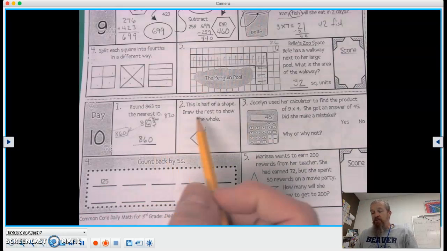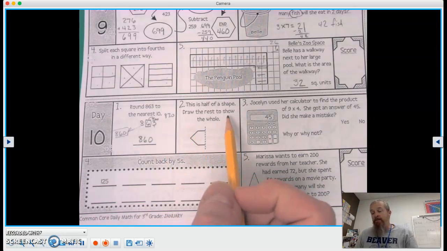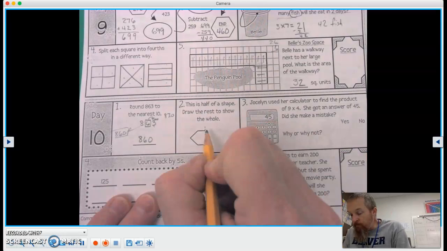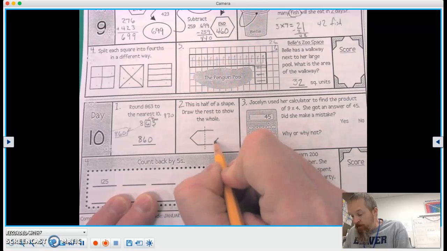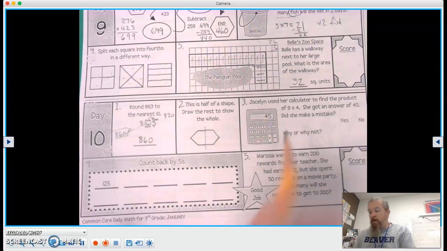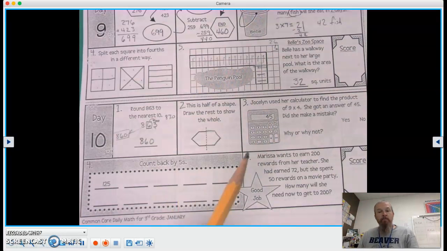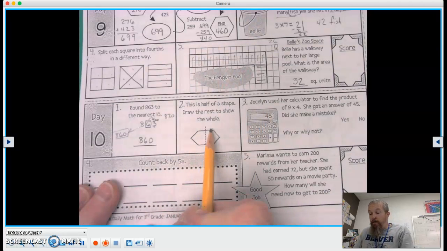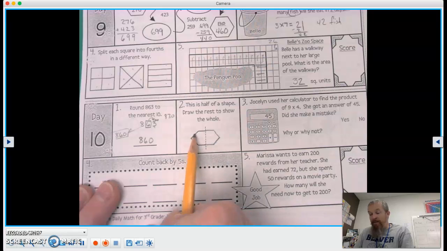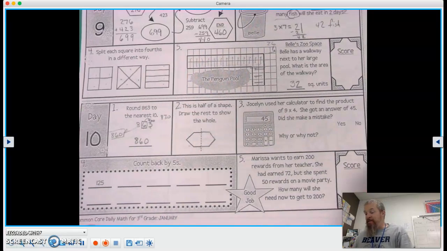This is half of a shape. Draw the rest to show the whole. So we keep going just a little bit more on those like that. Okay. Anyone know what shape that is? 1, 2, 3, 4, 5, 6. Hexagon. Very nice.